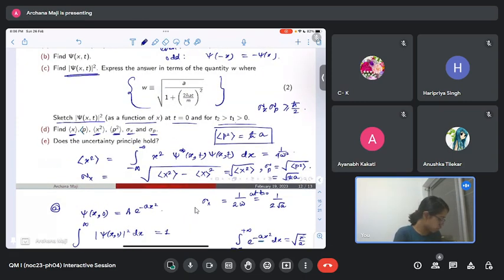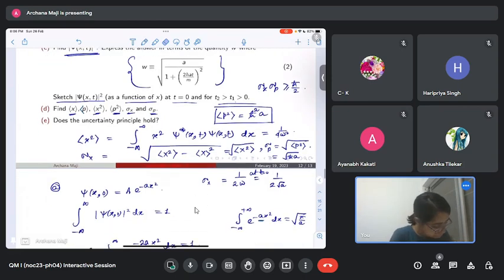Why is here a square root? Is it h cross square? Oh, sorry, I wrote it wrong. It is h cross square a. So sigma p is h cross square root a.